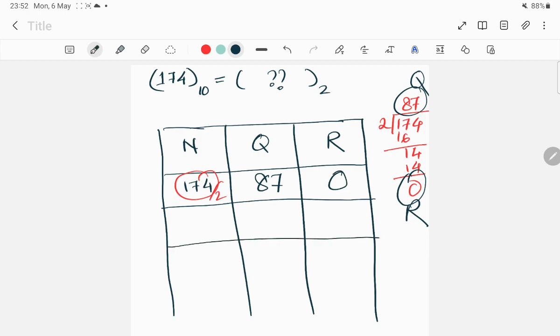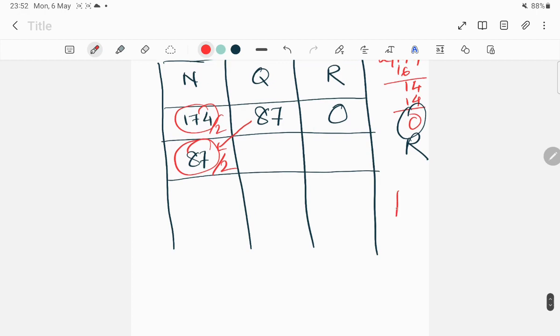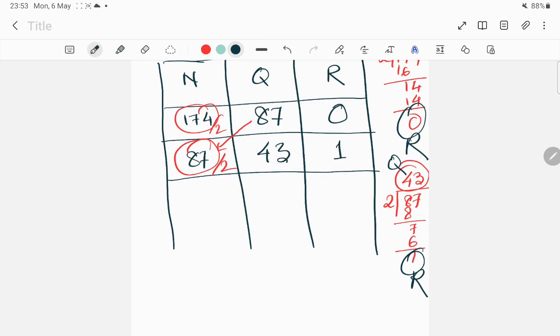Next step, what is the next step? This will come here and then we have 87. Now we need to divide it by 2. So I will divide 87 by 2. 2 4s are 8, 2 3s are 6. So this is our quotient and this is our remainder. So we have 43 and this is our 1.